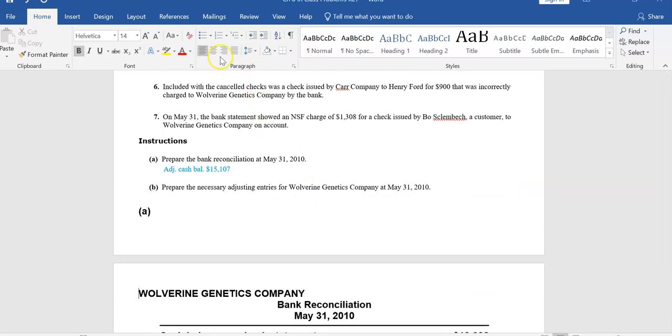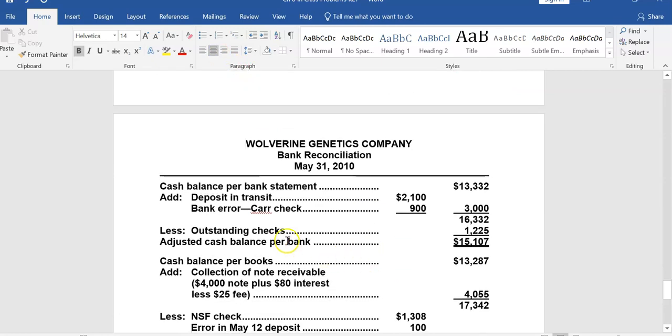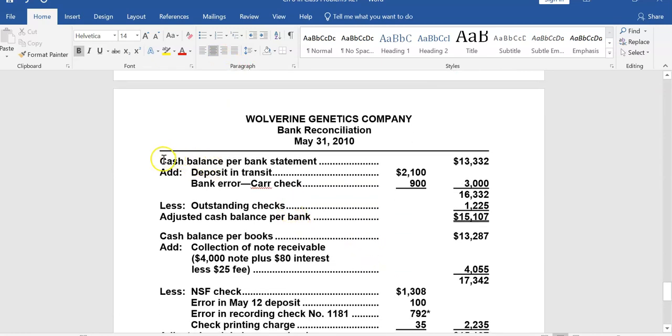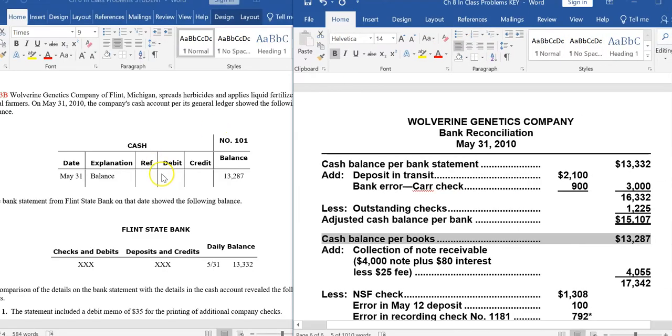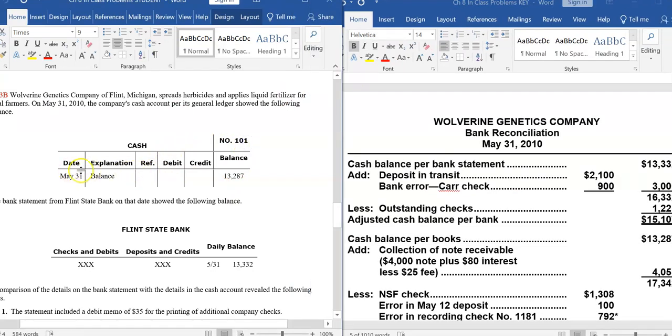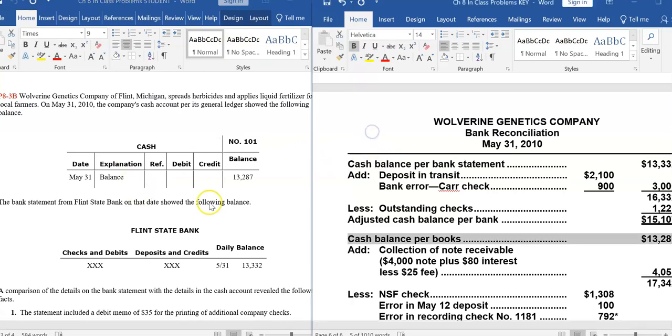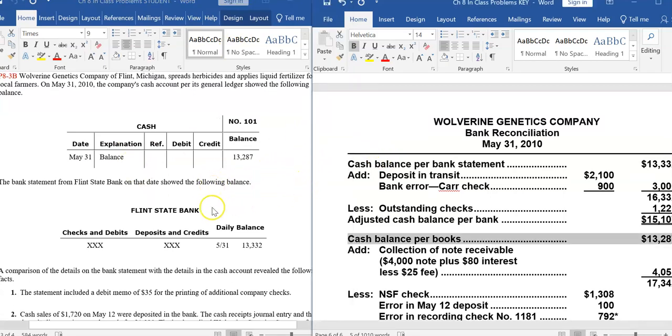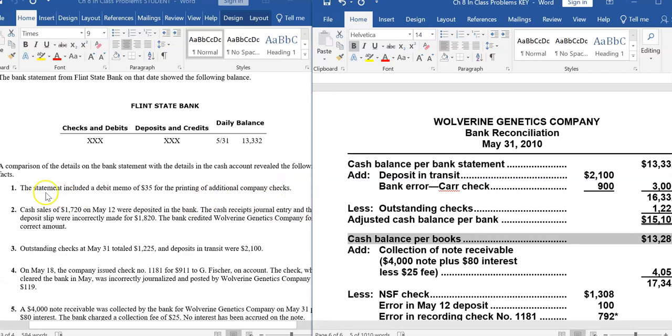All right, so the very first thing we need to start our bank reconciliation are the 2 cash balances. So here is the cash balance from the bank, and here is the cash balance in the books or the general ledger. Okay, those came straight out of the problem over here. Hopefully this split screen will work for us. So we have those two. Now let's look at the reconciling items.